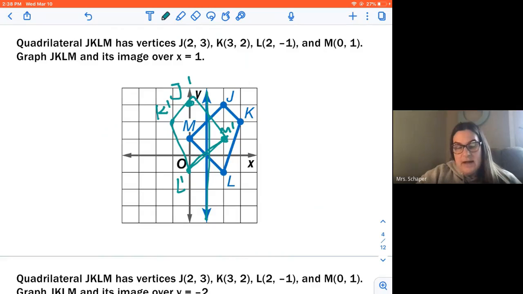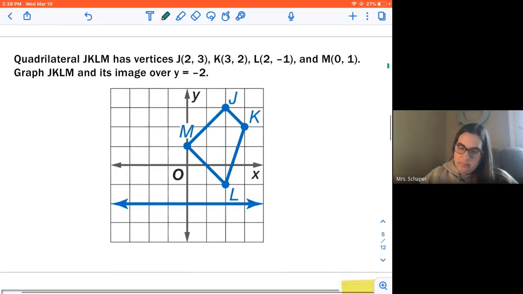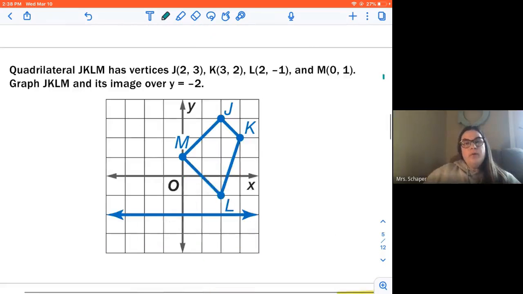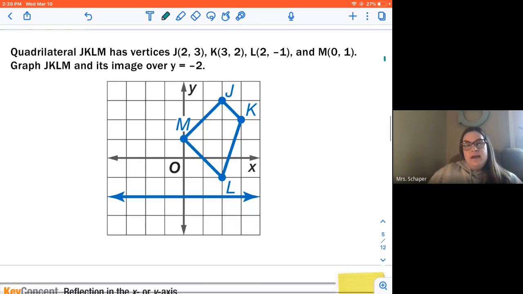this is what it looks like. That's what the reflection looks like. Okay. All right. Here's another example. Only this time we're going to reflect it over the line y equals -2. This is a really good example of remembering how horizontal lines are graphed and how vertical lines are graphed. So this horizontal line is y equals -2.